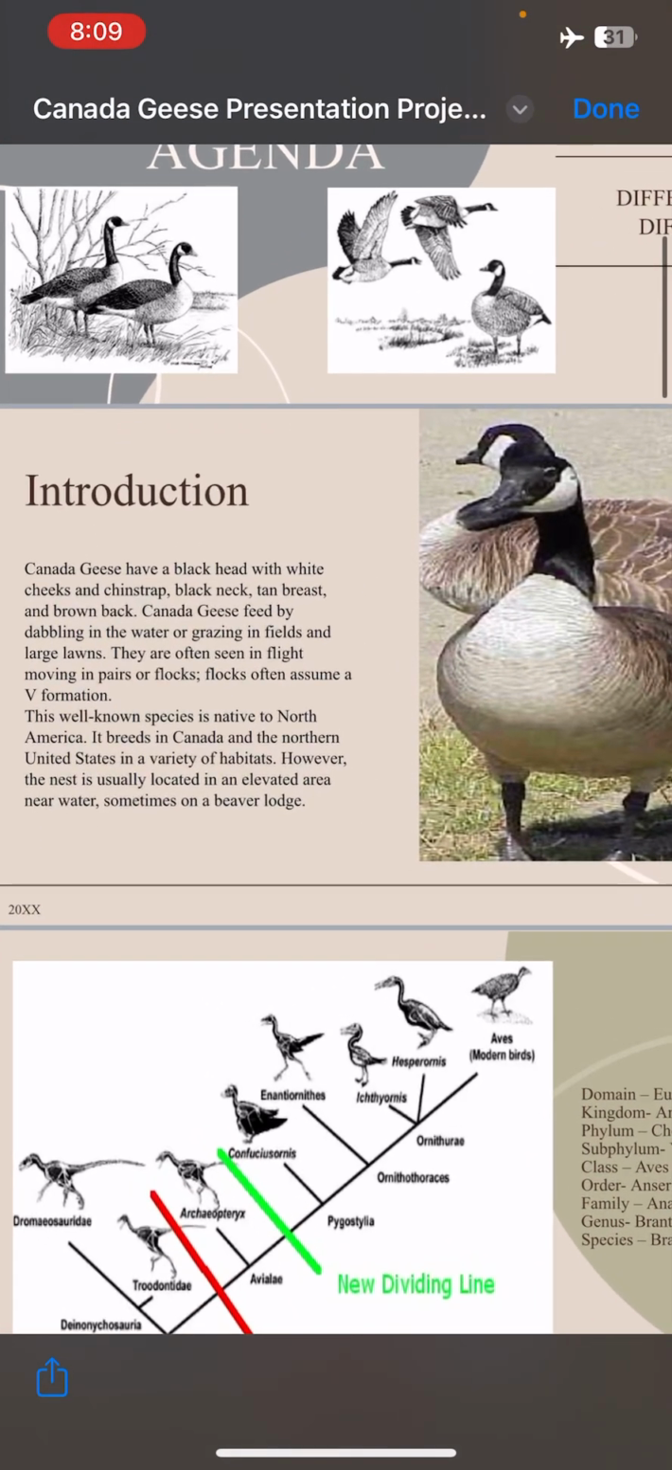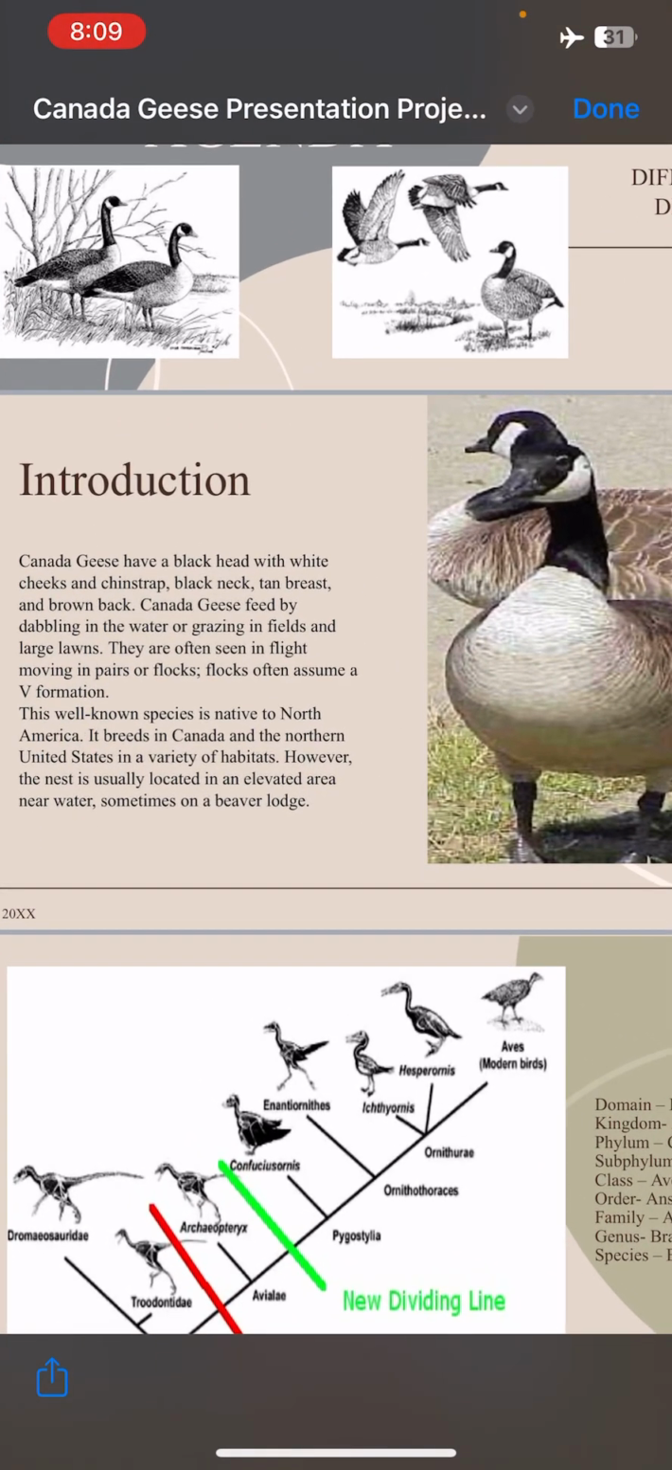So as an introduction, this is a Canada goose. They have a black head as you can see, and a white cheek, and then chin strap, black neck, and a brown back. So the geese feed by dabbling in the water and grazing in the field in a pretty large lake or lawn area.